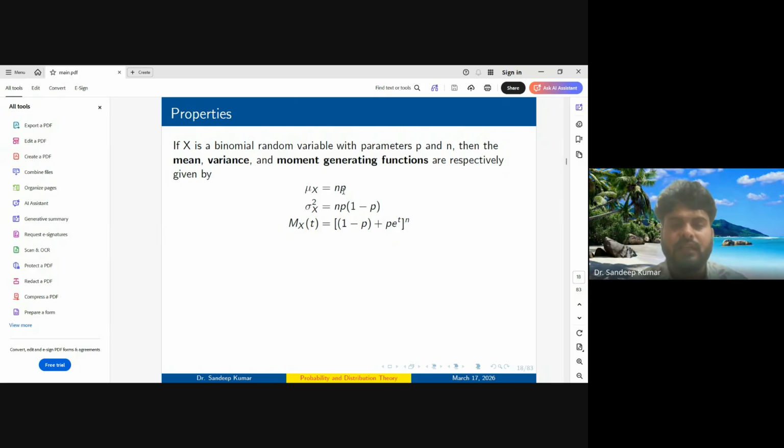So the mean is np, and sigma x square, where sigma square is the variance. If I take the square root of sigma square, you get the standard deviation. So sigma x square equals np(1 minus p). This is the mean and variance of the binomial distribution. This is the mathematical formulation of mean and variance and moment generating function. And if you learn about the moment generating function, you can calculate mean and variance directly with the help of the moment generating function.